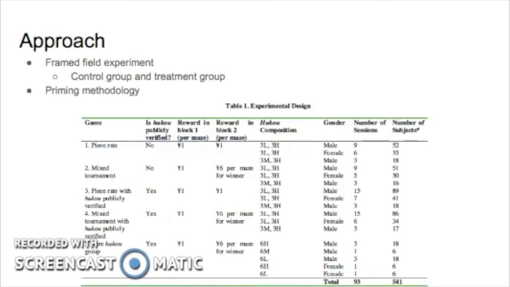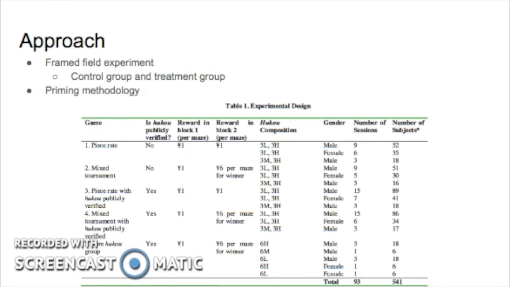In this study, they designed a framed field experiment to explore the effect of Hukou identity. To introduce an exogenous variation in identity salience, they adopted a methodology from psychological priming. Participants in the experiment were students recruited from 3rd to 6th graders at 4 elementary public schools in Beijing. They randomly assigned these students with different Hukou backgrounds to a treatment group and a control group. In the treatment group, they primed students' Hukou identity and made it salient. In the control group, the children's Hukou identity is kept private.